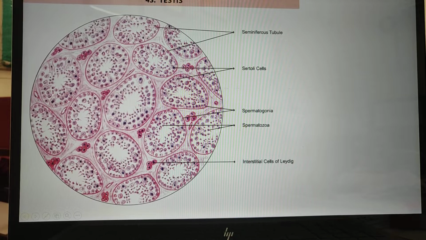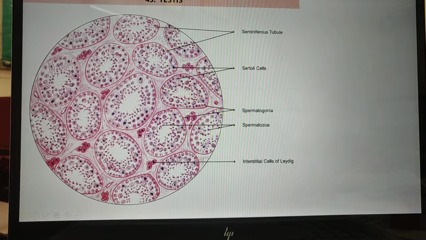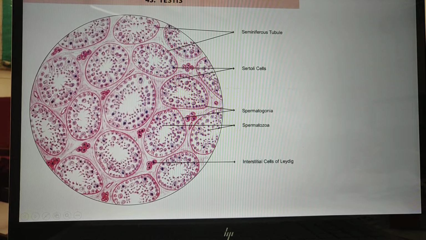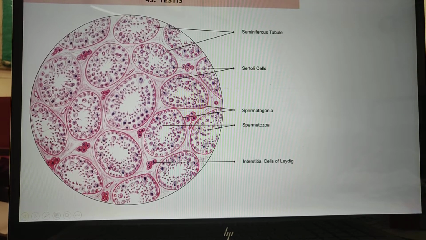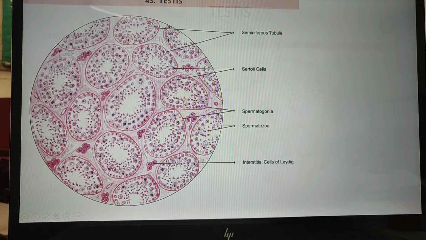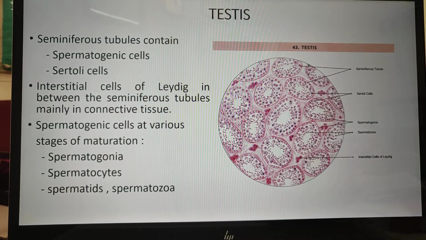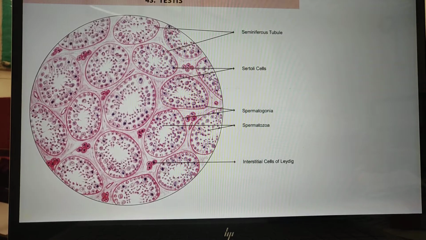This is the enlarged view. You can see this is the seminiferous tubules, and around it there is a connective tissue, and inside the connective tissue there is a presence of the Leydig cells. Inside the seminiferous tubules there is a presence of two types of cells, spermatogenic cells and Sertoli cells.